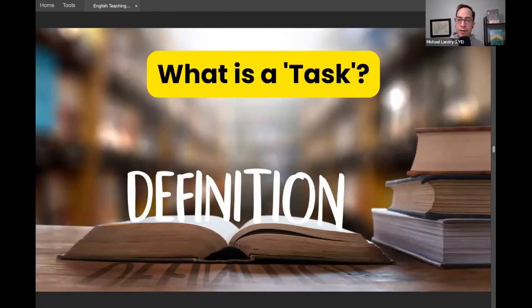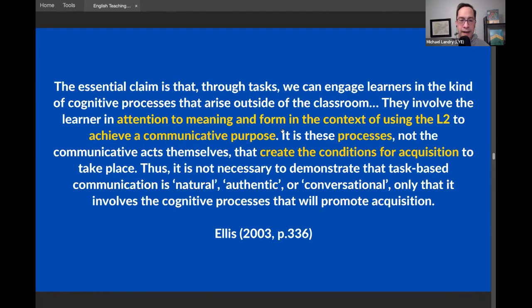But I'm sure a lot of you are thinking, well, I do a lot of that. Well, do you or don't you? Because there's a difference between a standard activity and a task. So let's explore what constitutes a task.